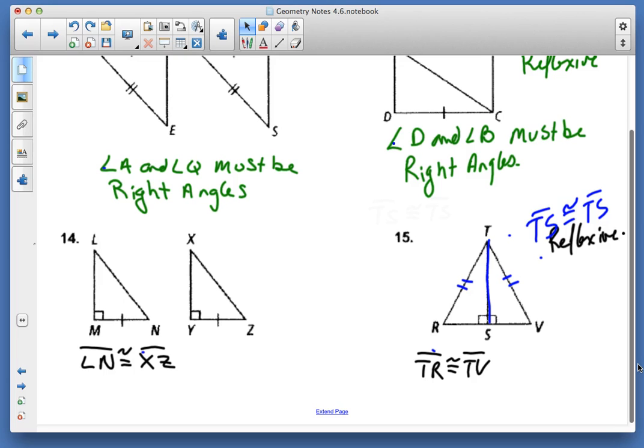Okay, and the last one, TS is congruent to itself because of reflexive, but TR congruent to TV has to happen for this to work. Again, I need to have the right triangle's longest side, which is the hypotenuse. Okay, now answer the last question.